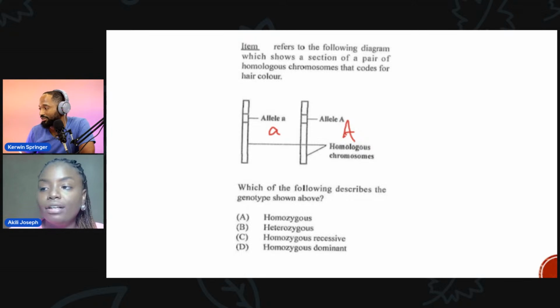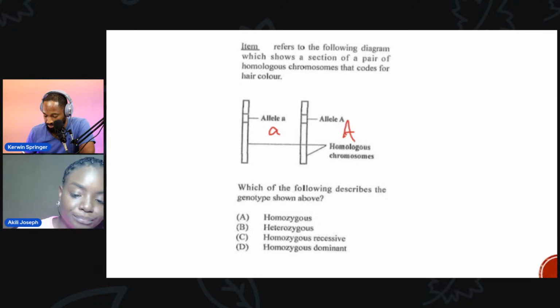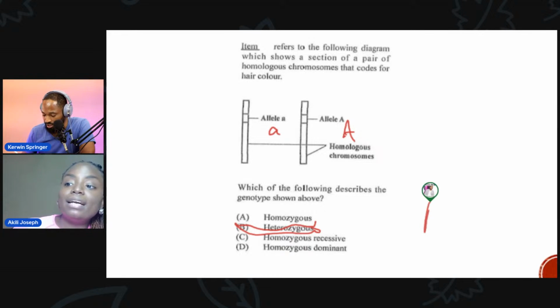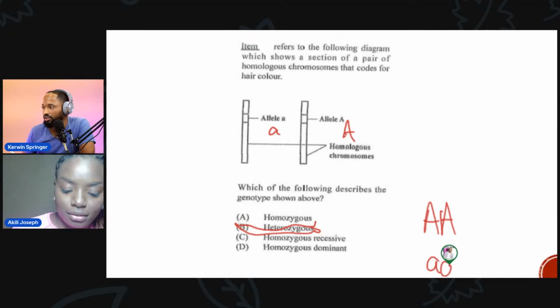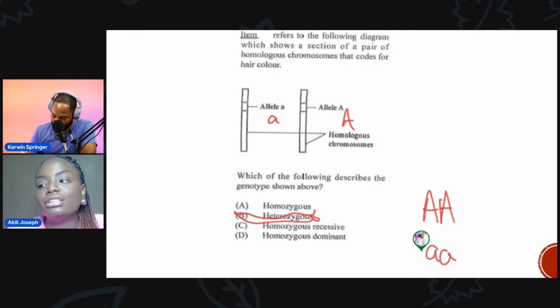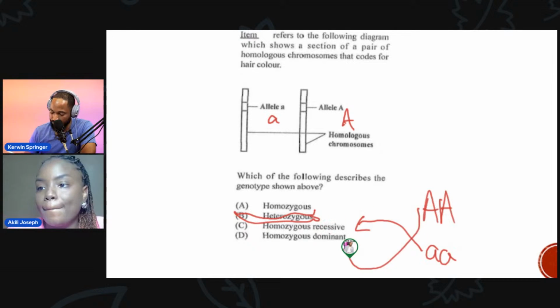So once you have a difference, it is heterozygous. That's B. What would homozygous dominant be? Homozygous dominant is AA. Okay. And small a, a would be homozygous recessive. Okay.